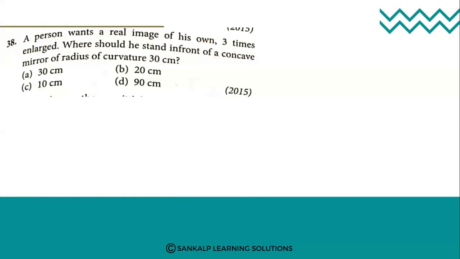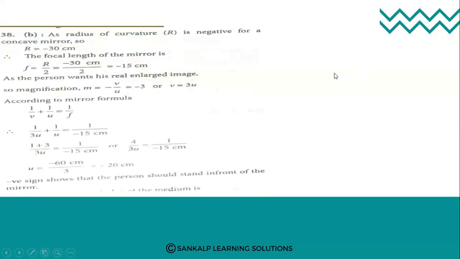It means the object distance you have to calculate, but the radius of curvature is given as 30 centimeter. Okay, so here you can see, again it is a concave mirror. So for the concave mirror, the radius of curvature is taken as minus 30 centimeter. The focal length will be R by 2, so that will be minus 15 centimeter.